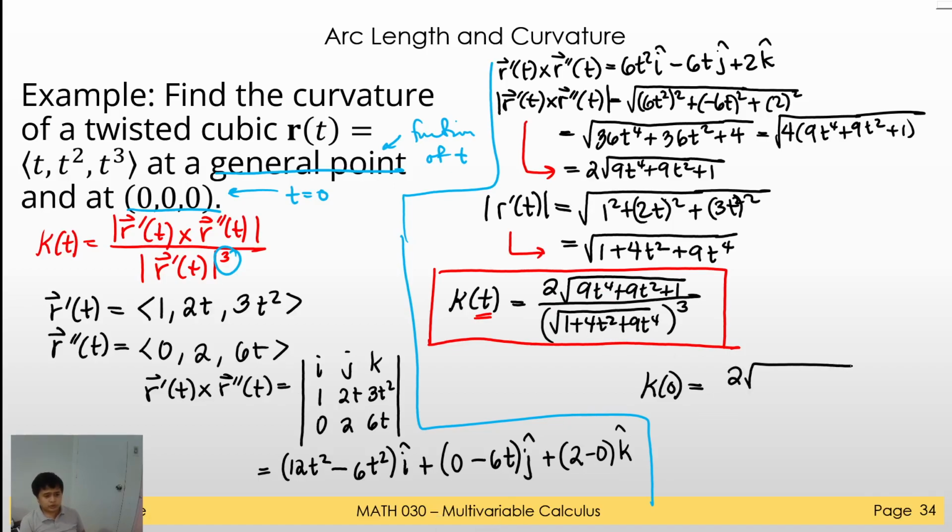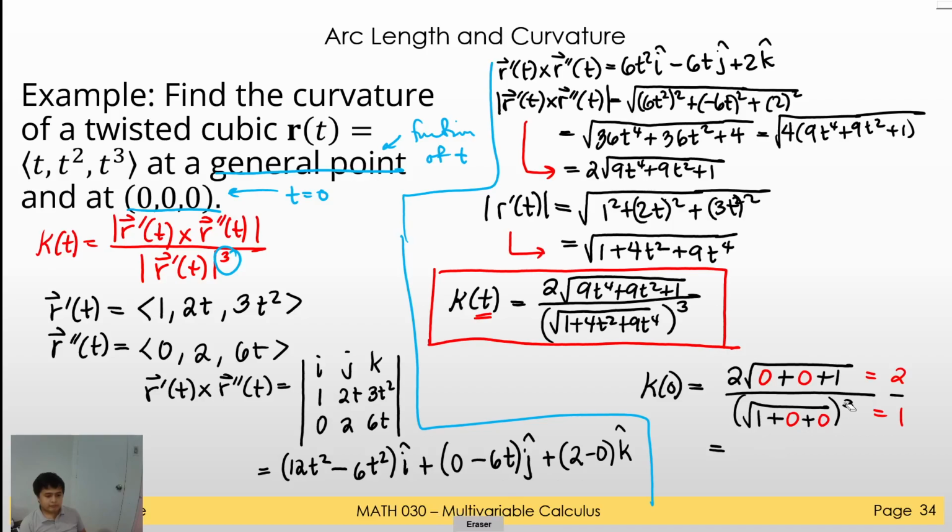So we have 2 square root of, so this will be 0 plus another 0 plus 1, and then all over, we have here the square root of 1 plus 0 plus 0, and then cube, right? So this simplifies into, the square root of 1 is 1, and the cube of 1 will still be 1. And then what do you have here? So this will be equal to 2 times 1. So this will be 2.